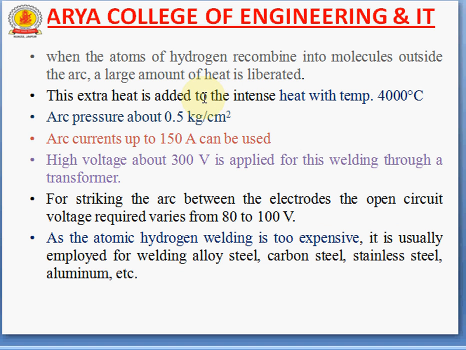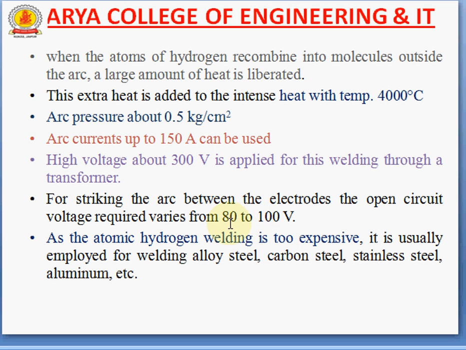So the extra heat is added to the intense heat, and the temperature generally ranges up to 4000 degrees Celsius. The arc pressure is maintained at approximately 0.5 kilogram per centimeter square, an arc current up to 150 ampere can be used, and a high voltage of about 300 volts is applied for this welding through the transformer. For striking the arc between the electrodes, the open circuit voltage generally varies from 80 to 100 volts.